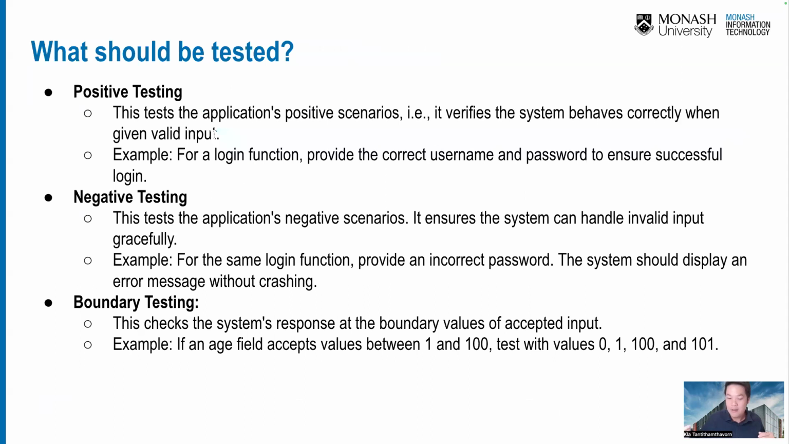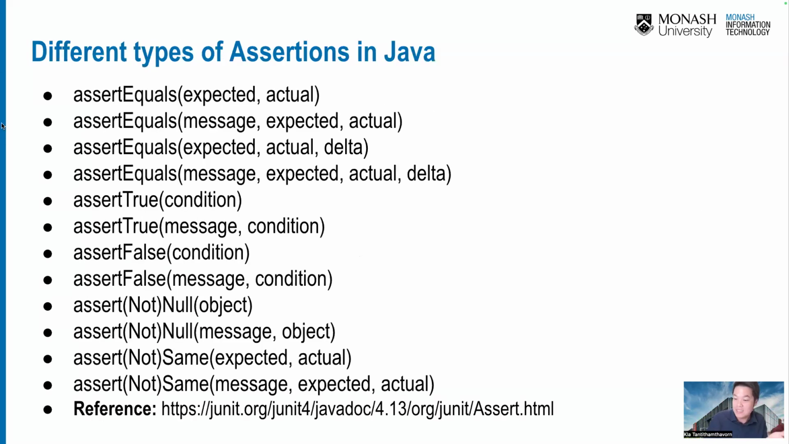Let's say addition: 1 plus 1 equals 2. This is a positive test case because it is a test case for what we expect. But in addition to the positive test cases, we also should test the negative scenarios. It means that the system should also handle invalid input. Let's say negative testing for addition could be 1 plus 1 equals 0. This kind of test case should be included as well, but instead of assert equal, we can use assert false, that kind of thing.